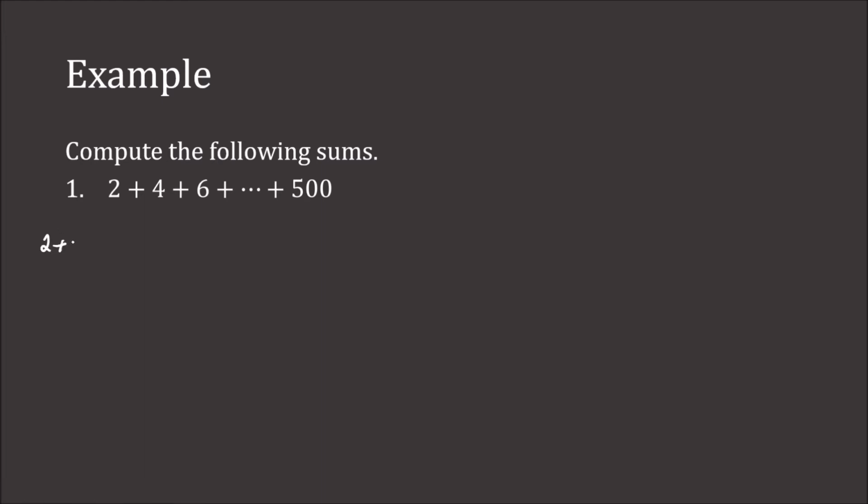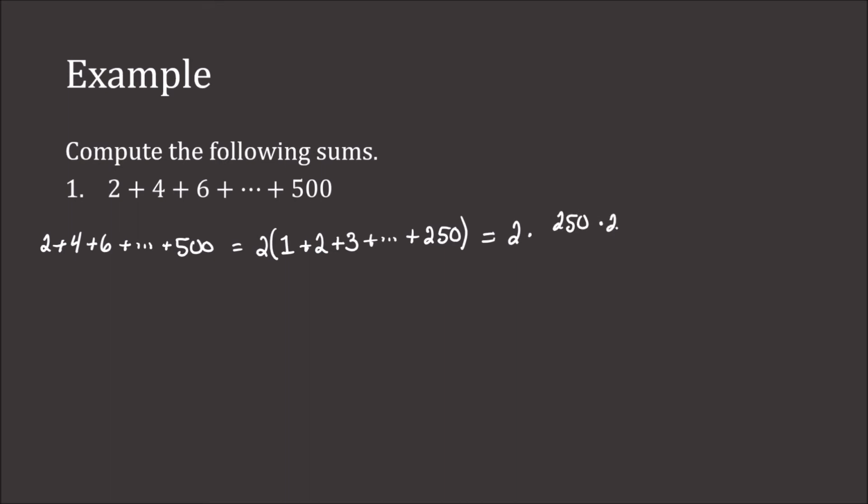So 2 plus 4 plus 6, and so on, plus 500. Well, these are all even, so we can factor out a 2, and we're left with 1 plus 2 plus 3, and so on, plus 250. Well, this is the sum of the first 250 positive integers. So by the previous theorem, this will be 2 times 250 times 251 divided by 2, which simply is 250 times 251.